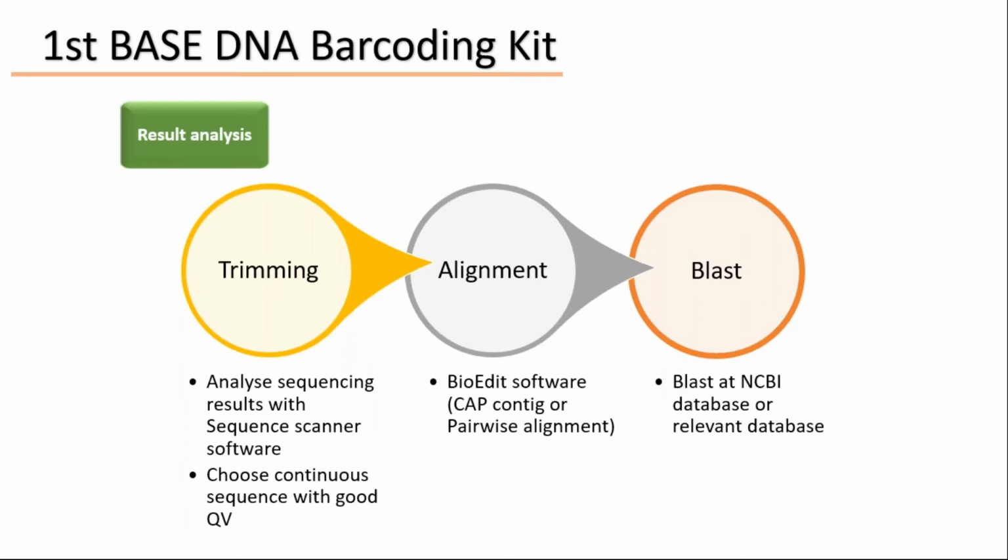Then after that, you may perform an alignment for both forward and reverse results to get the full length of the gene sequence before you BLAST in NCBI or any relevant database. This is based on your own preference. Otherwise, NCBI will be the common website that we normally use to check the genus of all the species.